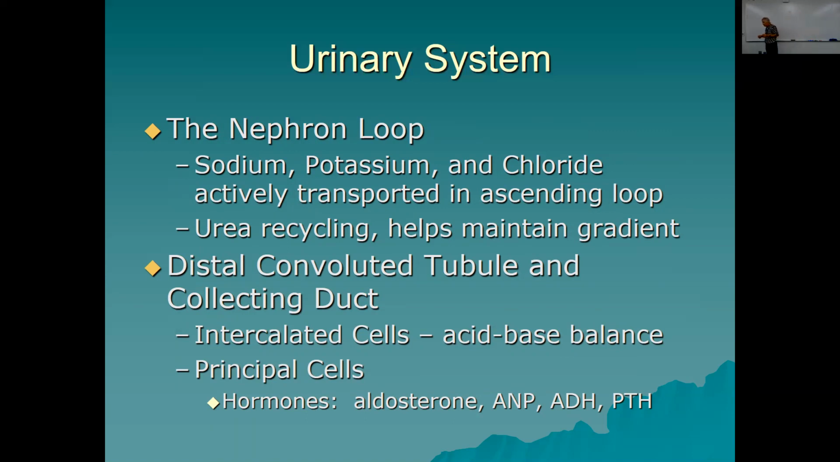Okay, let's look at the nephron loop first. The second part of this slide, distal convoluted tubule and collecting duct. I'm talking too fast. Intercalated cells, acid-base balance. We already talked about that. And the principal cells are where these hormones, aldosterone, ANP, ADH, and PTH work, and we've talked about those already.